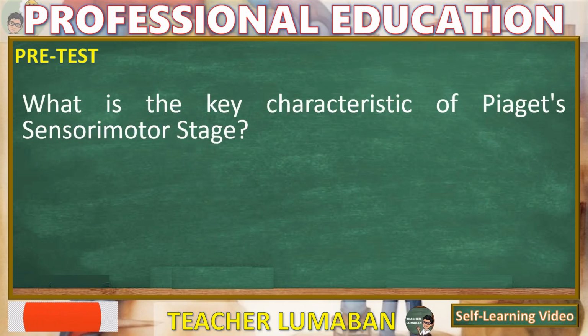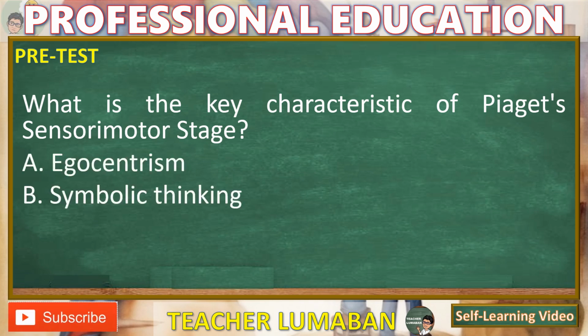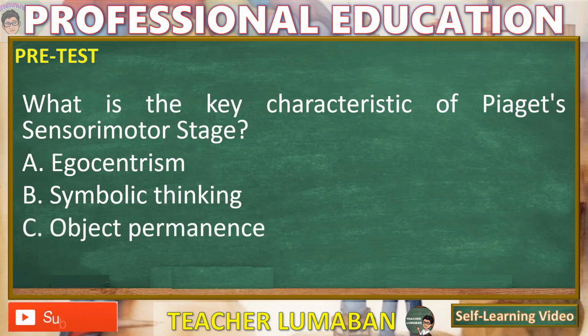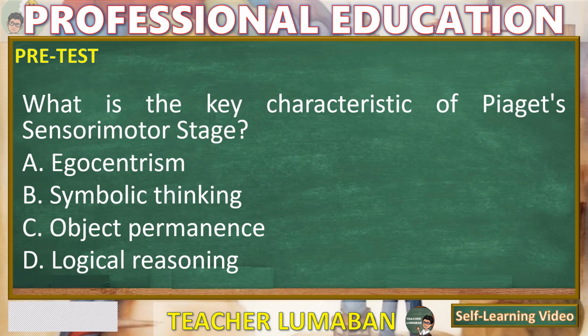What is the key characteristic of Piaget's sensorimotor stage? A. Egocentrism. B. Symbolic thinking. C. Object permanence. D. Logical reasoning.